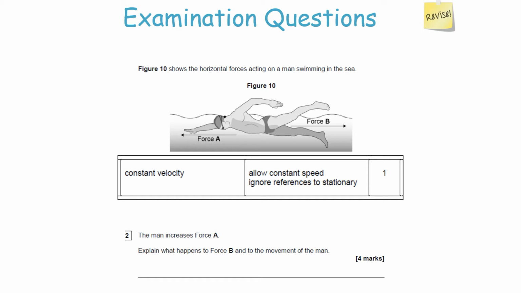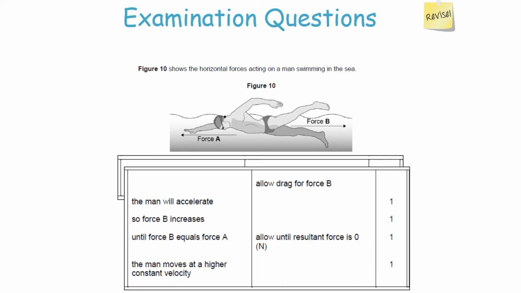Now what causes force B? Well, force B is the frictional force, which is caused by the swimmer moving the water out of the way. So if they're moving faster, they're moving more water out of the way. As a result, that means that force B will also increase. The faster the person goes, the more force B will increase because the more water you're pushing out of the way. And eventually the two forces will equal each other.